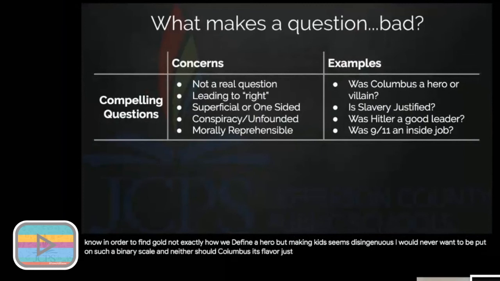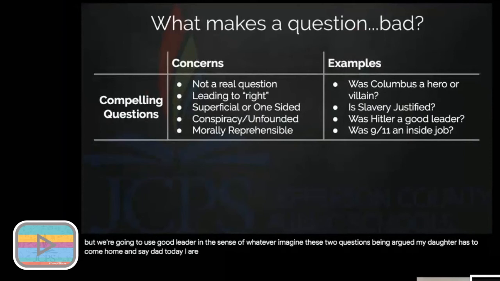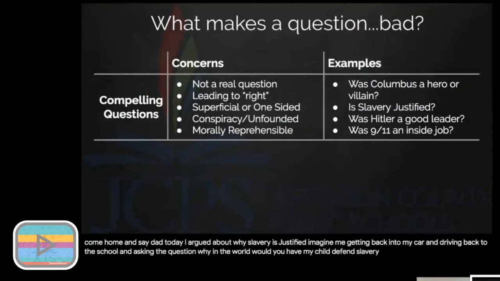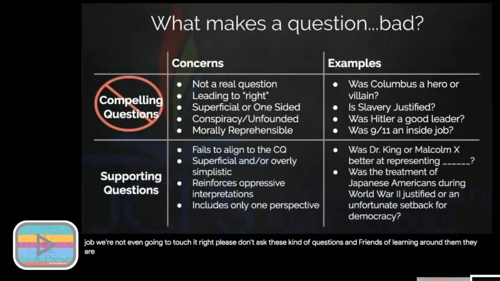Is slavery justified? Ugh. Was Hitler a good leader? Maybe a good fascist, but if we're going to use good leader in the sense of whatever, imagine these two questions being argued. My daughter has to come home and say, Dad, today I argued about why slavery is justified. Imagine then me getting back into my car and driving back to the school and asking, why in the world would you have my child defend slavery? Have we learned no lessons? Or was 9/11 an inside job? We're not even going to touch it, right? Please don't ask these kinds of questions and frame the learning around them. They are destructive, and the technical term for that is curriculum violence.